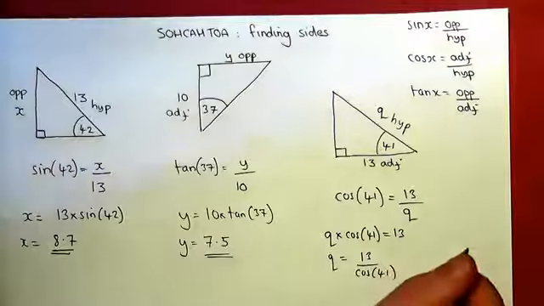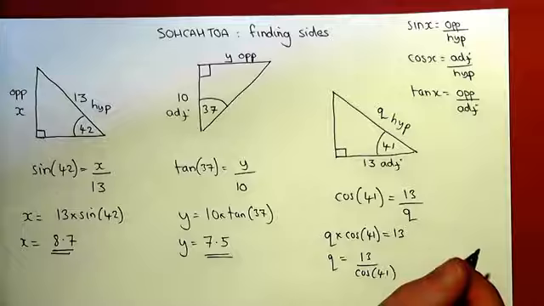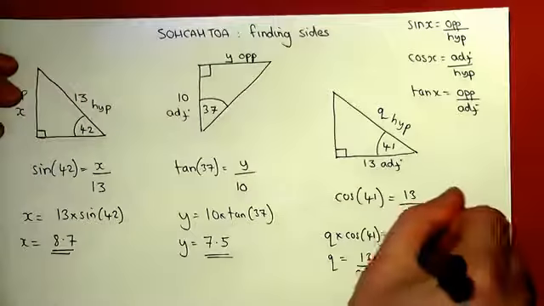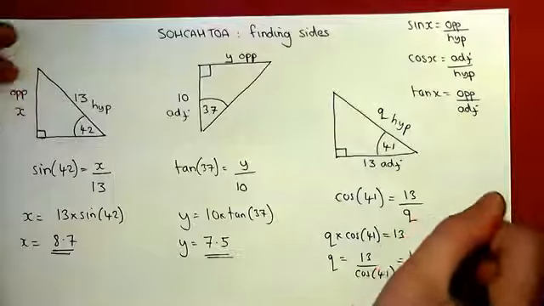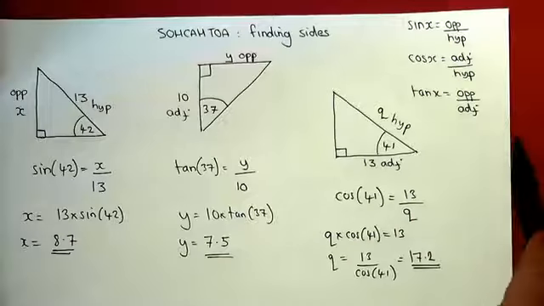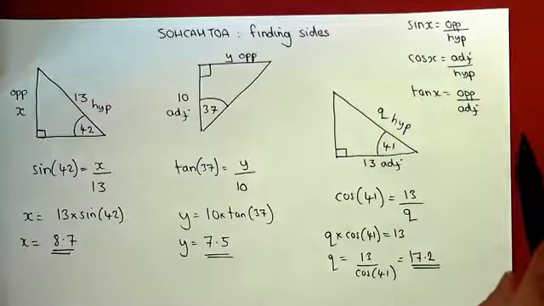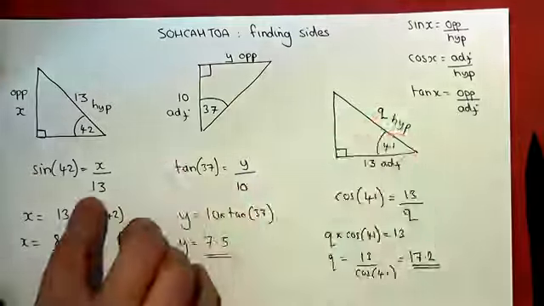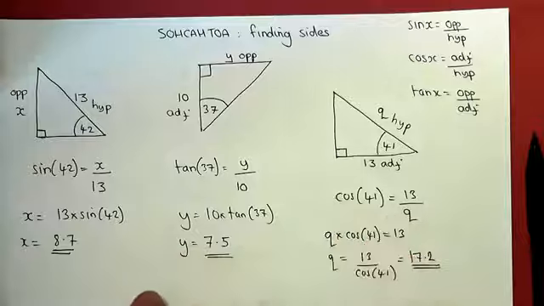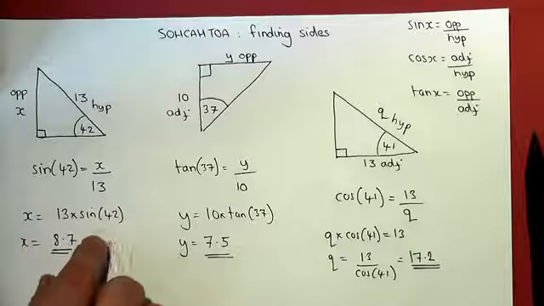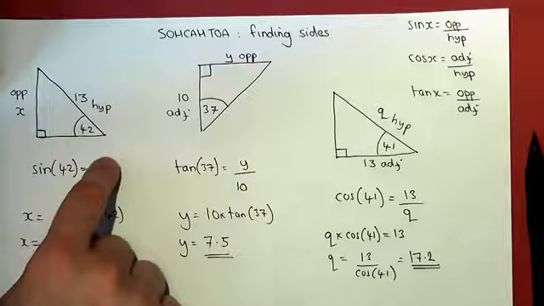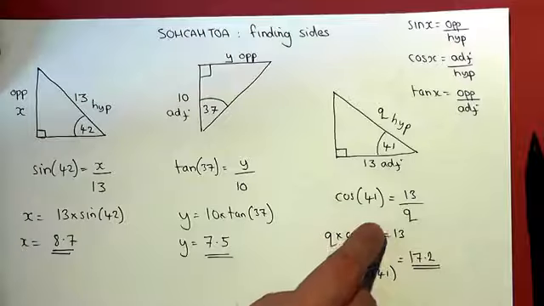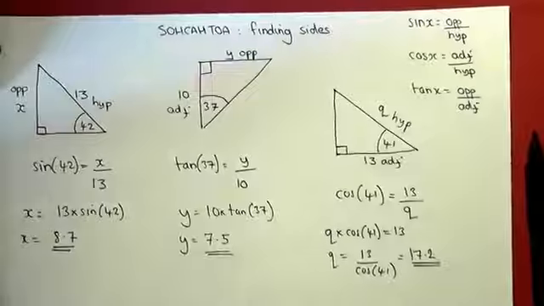So I input that into my calculator. So 13 divided by cos of 41, and I get 17.2. So q has a length of 17.2. The skills are to identify the two sides in the question, to write down the equation, and then to solve it either using the one-step method when we want the known on top of the equation, or the two-step method when the unknown is beneath the equation. That is SOHCAHTOA, finding sides.